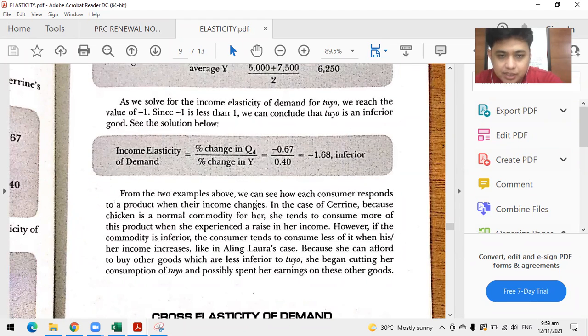So from the two examples, we can see how each consumer responds to a product when their income changes. In the case of Sirin, chicken is a normal commodity for her. She tends to consume more of this product when she experiences a raise in her income. However, if the commodity is inferior, the consumer tends to consume less when his or her income increases, like in Aling Laura's case. Because she can afford to buy other goods which are less inferior to tuyo, she began cutting her consumption of tuyo and possibly spent her earnings on other goods.